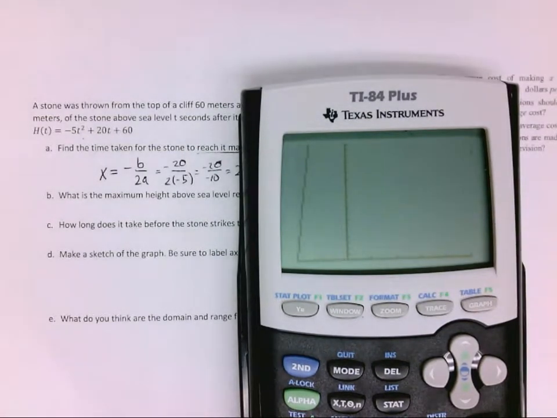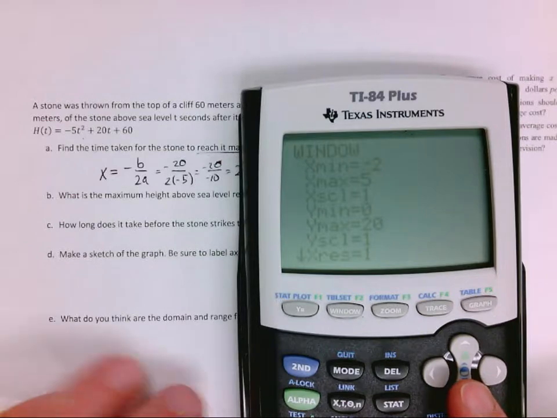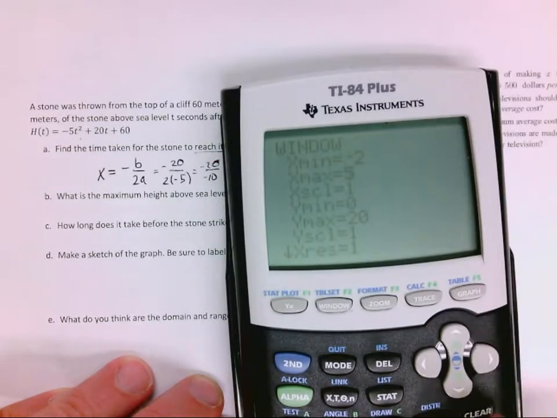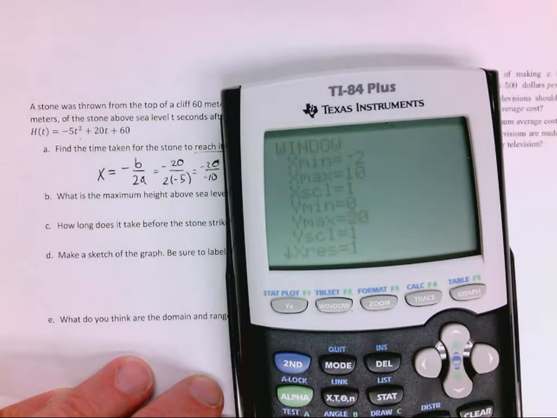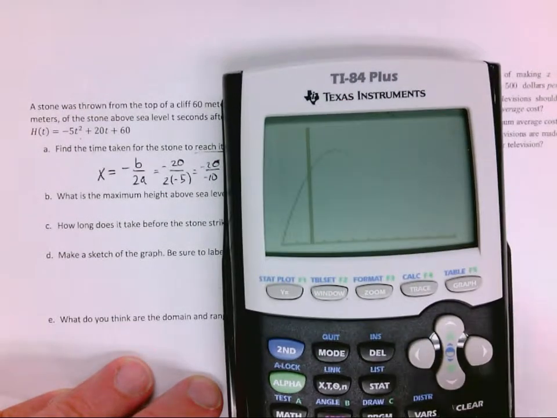So I want to think about this problem first, and so I'm going to change the window. I'm going to go from negative 2. I know that I hit my maximum at 2, so I'm going to make it go to like 10, just to see what it looks like. And I know my y max, it starts at 60 and it goes up from there. So I'm just going to try 100. I don't know if that's going to work. And all I need to be able to do is see the whole parabola.